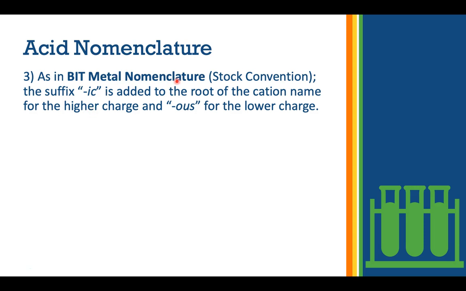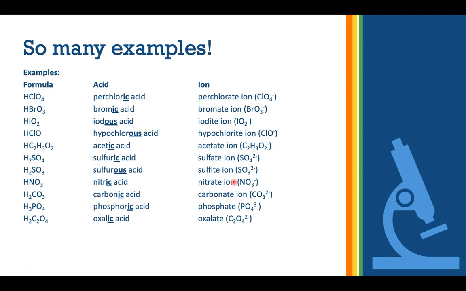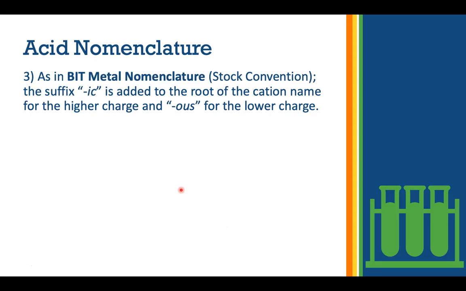As in BIT metal nomenclature, classically called stock convention, the suffix -ic is added to the root of the cation name for the higher charge and the -ous for the lower charge. For instance, there are so many examples we can look at. Here's the formula, the acid, and the ion. If you've noticed, I have underlined and bolded so that you can tell if it's a higher version or lower version of the cation, okay?